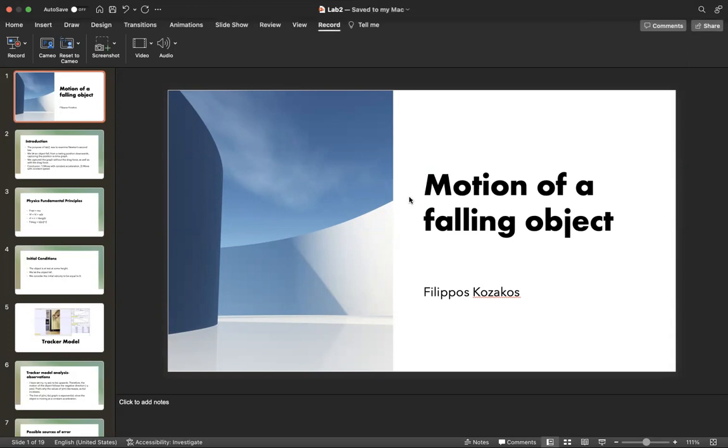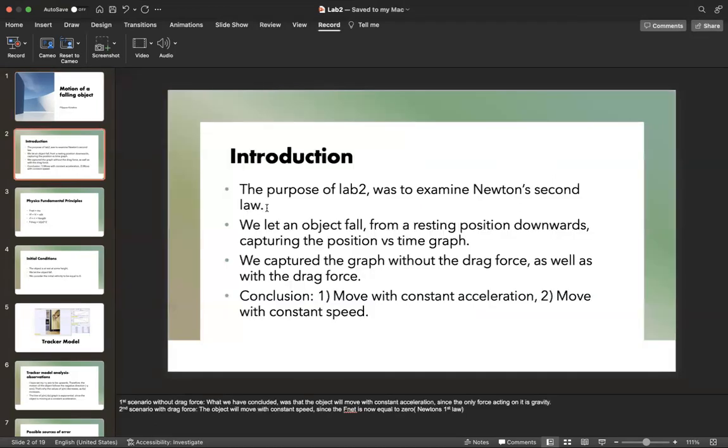This lab introduces the motion of a falling object. For the introduction, the purpose of this lab was to examine Newton's second law. We let an object fall from a resting position downwards, capturing the position versus time graph. We captured the graph without the drag force as well as with the drag force.